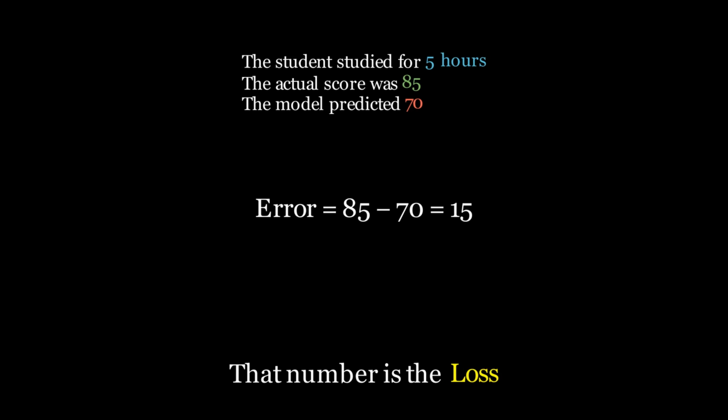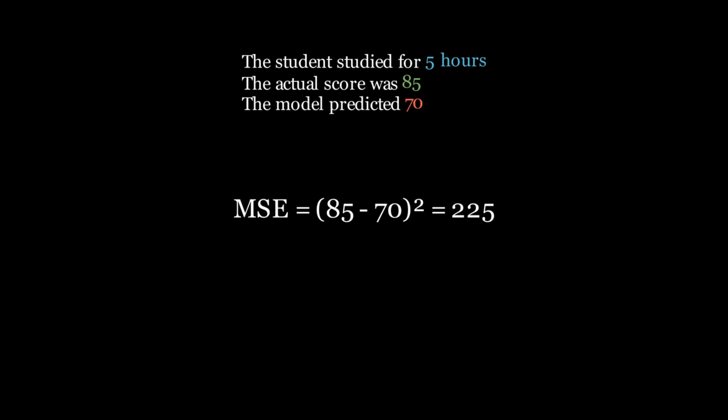One of the most common loss functions is mean squared error, especially for regression problems. Let's see how it works. First, square the error. So now it's 225. If you have multiple predictions, you average the squared errors. But in our case, we only have one prediction, so the loss is 225. The model will use this number to update itself.